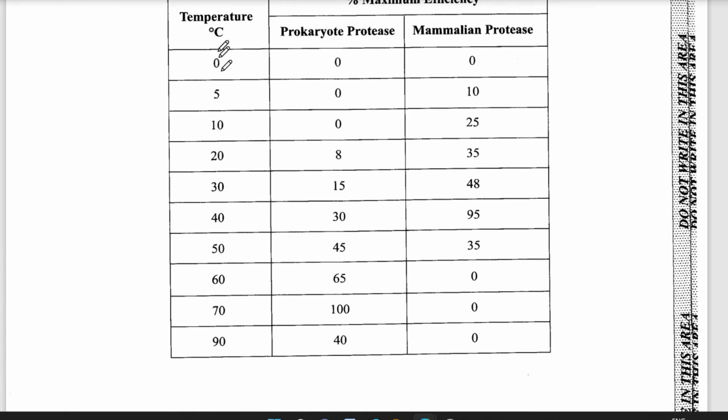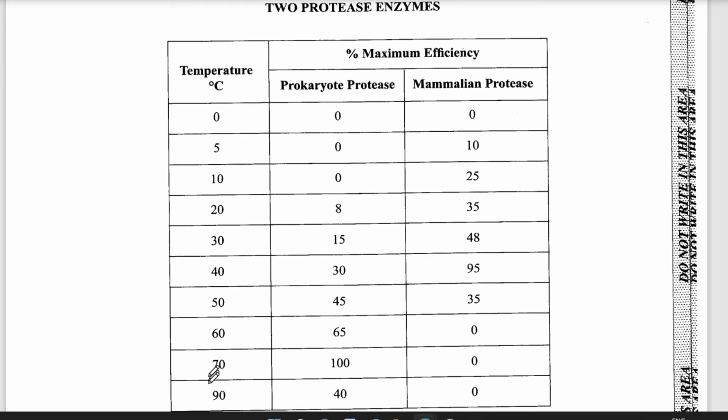So if we look here, we could see the manipulated variable, that's the temperature, going from 0 to 90, and the responding variable, which is the maximum efficiency. For the prokaryote, the point at which the maximum is occurring, the optimum temperature, is going to be 70. You see we have 100% efficiency there, whereas the temperature for maximum efficiency of the mammalian protease is going to be around 40, because it's 95% maximum efficiency here.